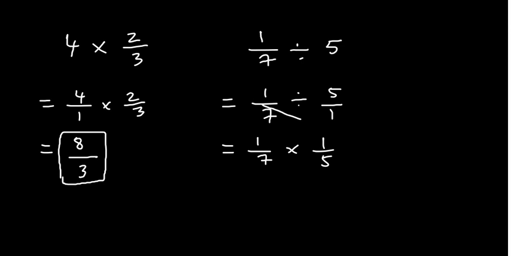And another way is just to cross multiply. So you would just do 1 times 1 and then 7 times 5. But I just use this approach. And then you would just multiply straight across. So 1 times 1 is 1, 7 times 5 is 35. And that's in its simplest form.